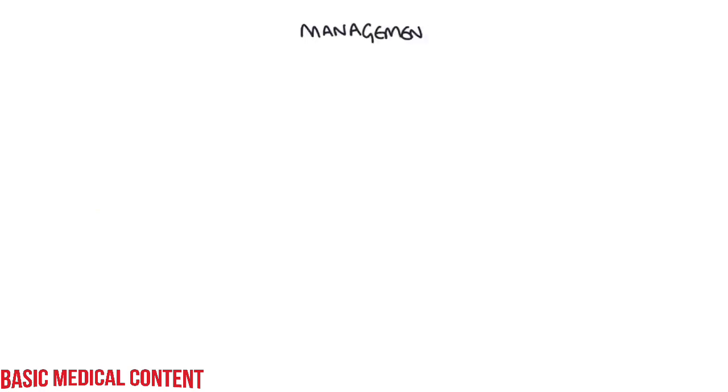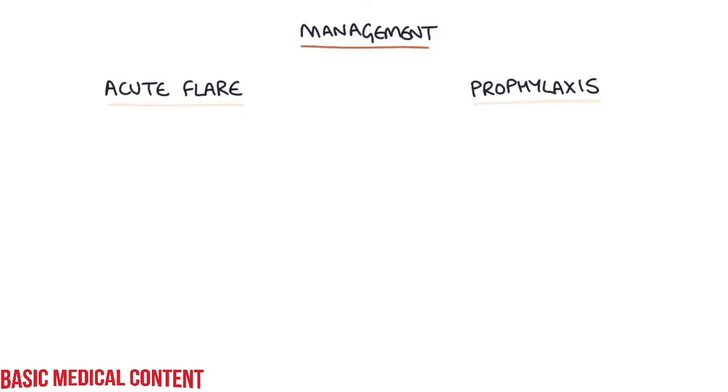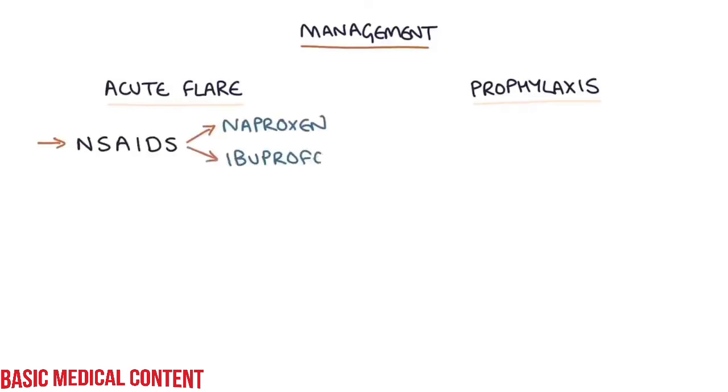So how do we manage the condition? Well, there are two aspects to management. Firstly, managing an acute flare when the patient is in pain with a red-hot swollen joint. And secondly, providing prophylaxis to reduce the risk of a flare. So during an acute flare, the first-line treatment is non-steroidal anti-inflammatory medication like naproxen or ibuprofen. Colchicine is a second-line option. And third-line, where both of the above fail, is to consider steroids.